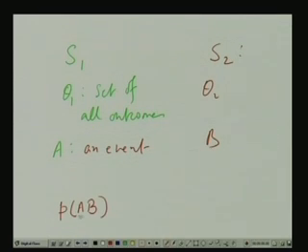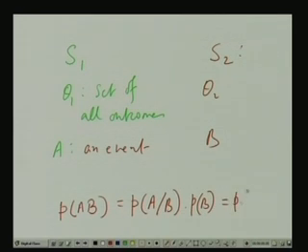Okay. So, what is AB? This is a joint event, that is we have got both these experiments going on. Theta 1 was the set of all outcomes, theta 2 is the set of all outcomes, A a particular event, B a particular event. AB means joint event, A occurring and B occurring simultaneously. What was the probability of this joint event? That we had seen was given by P(A|B) times P(B), which was equal to P(B|A) times P(A).